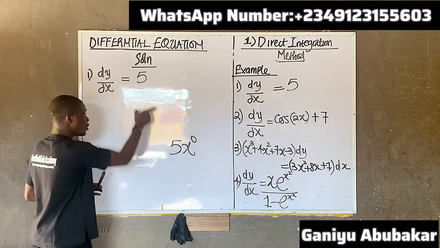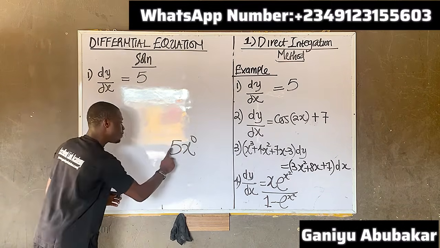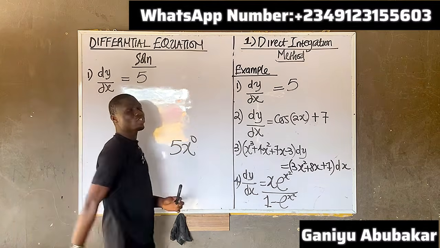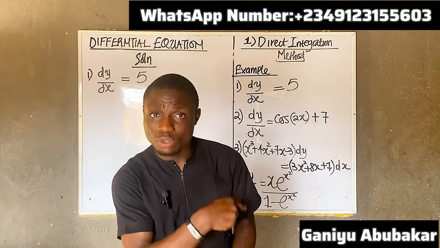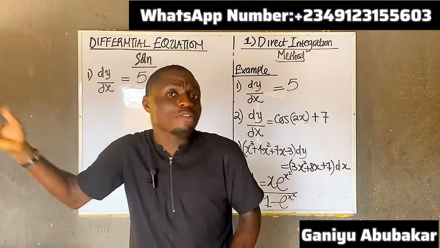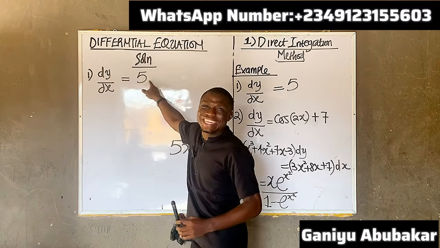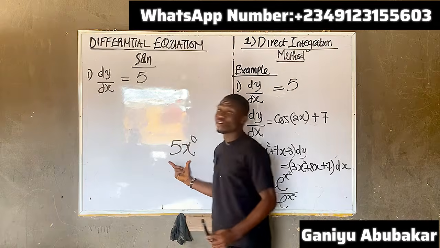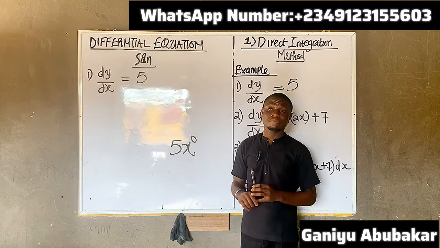Yes, this is still correct. x to the power 0 is 1, and 1 times 5 gives you 5. So this is a problem under the direct integration method. This is how you identify them. How do you spot this method? Check: you'll have dy over dx equal to something in terms of x. There was no x here, but I can still express 5 in terms of x. So these two are still the same thing.